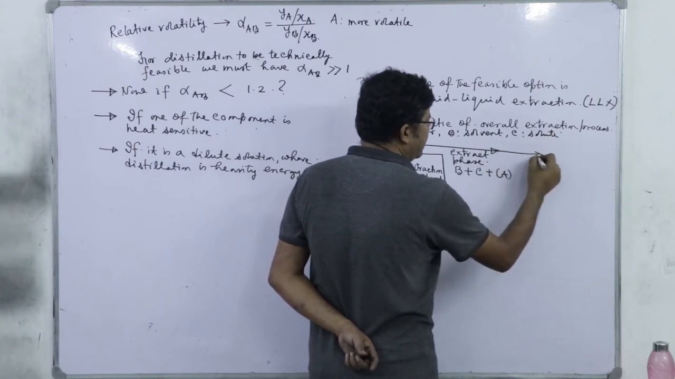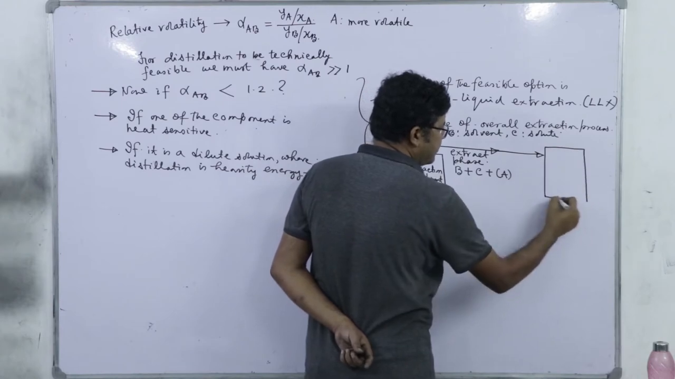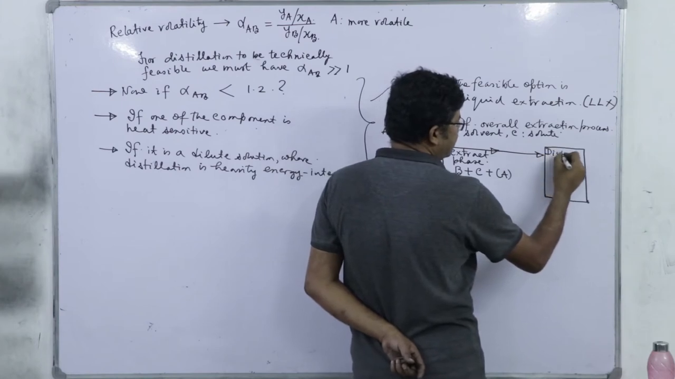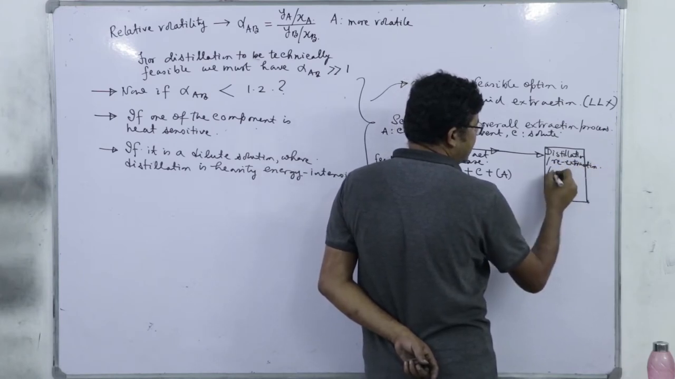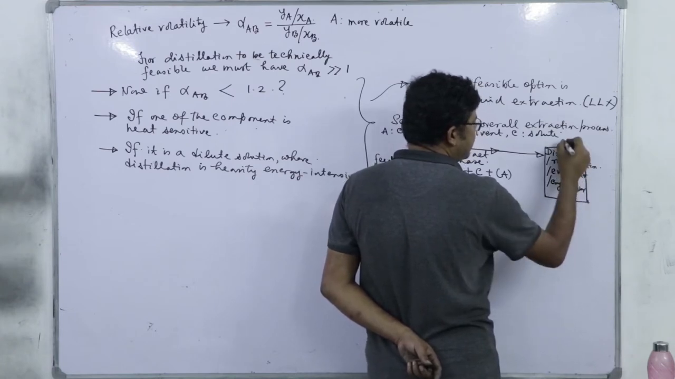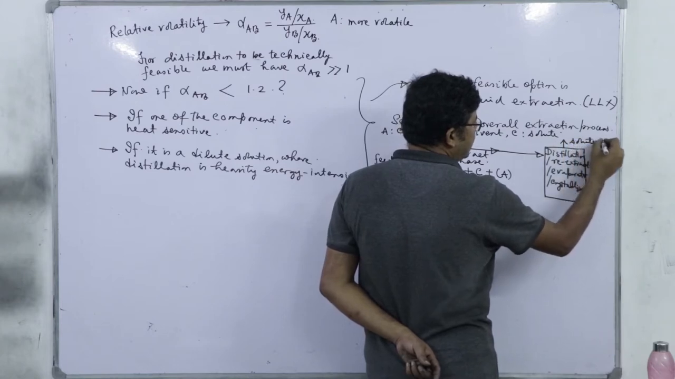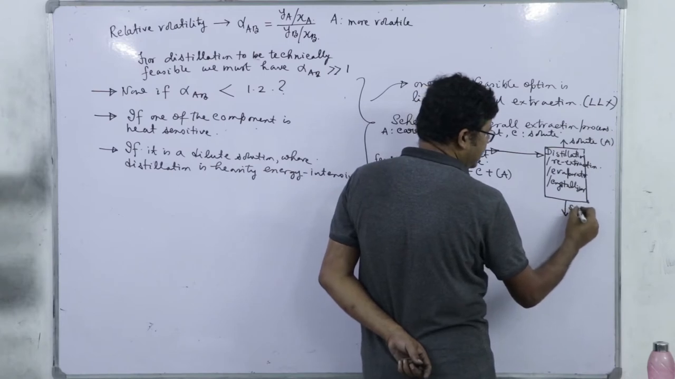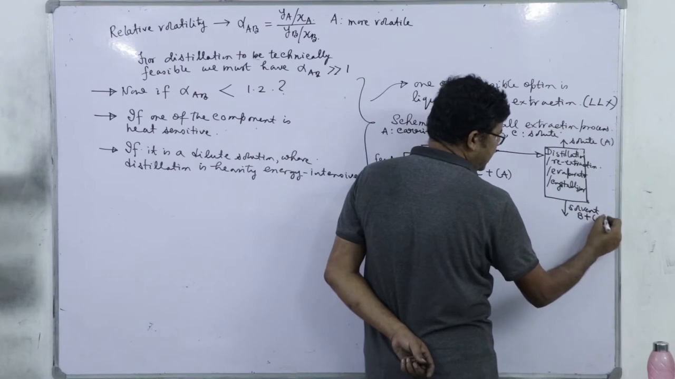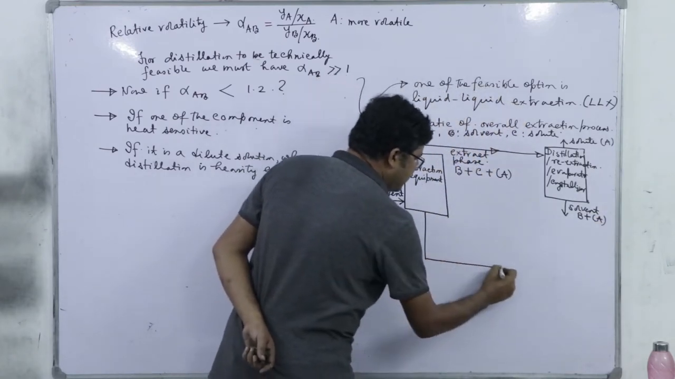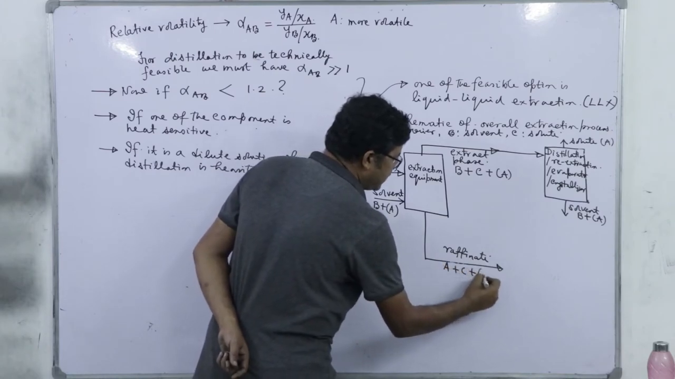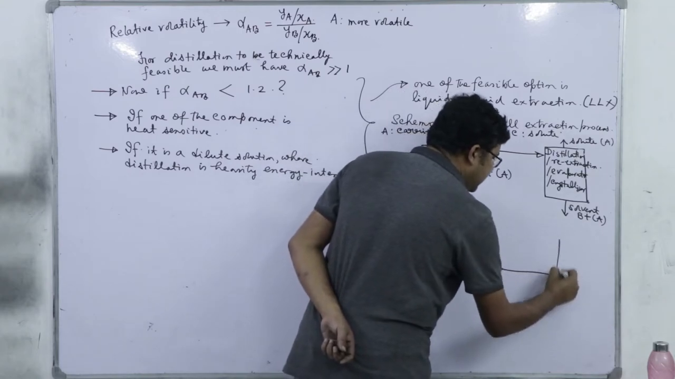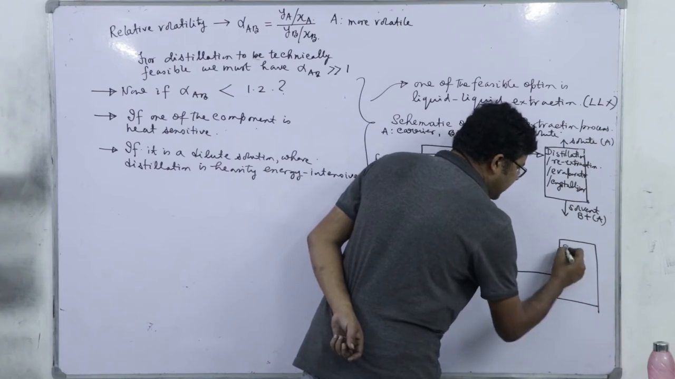Right. So, from there you are feeding it to another column. It may be distillation, it may be re-extraction, it may be an evaporator, it may be a crystallizer, where we generate the solute C and here solvent B plus a bit of carrier A. Now, another stream is the raffinate, which is A plus C plus a little amount of B. This you feed to something called the raffinate cleanup column.